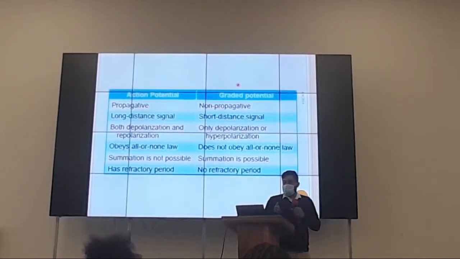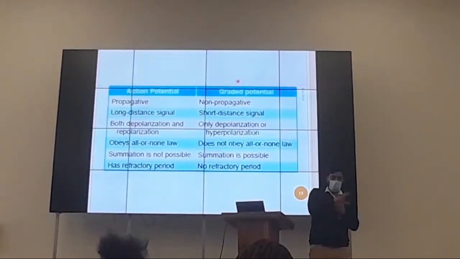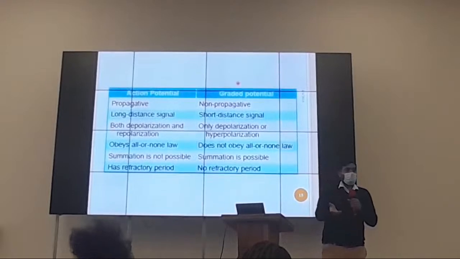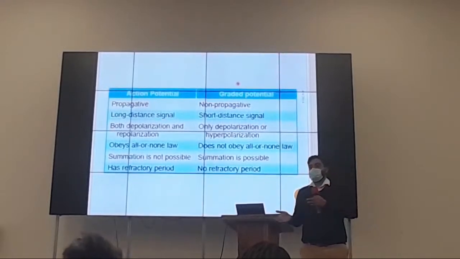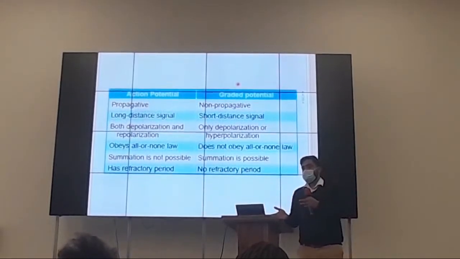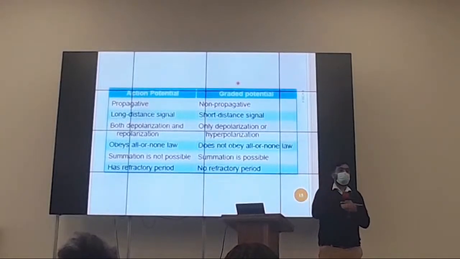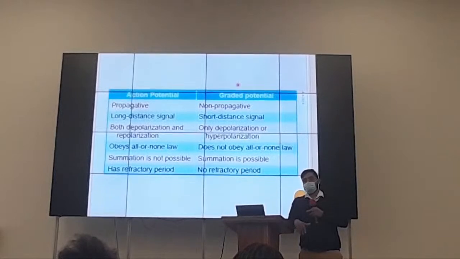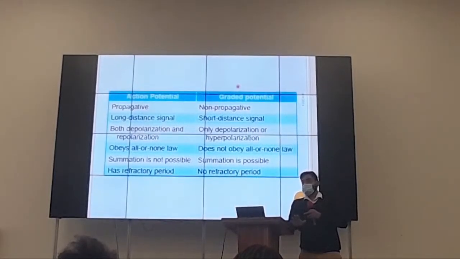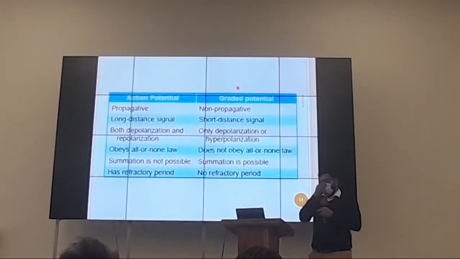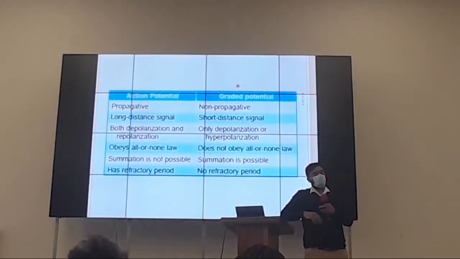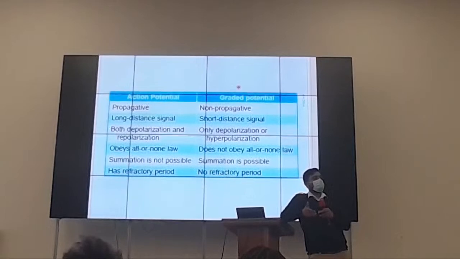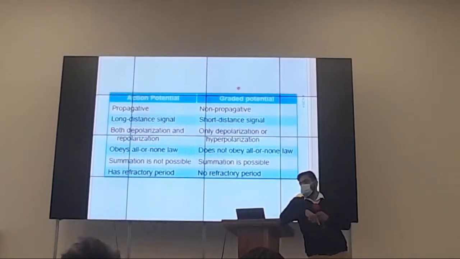It can be only a depolarizing signal, in a case where it's an EPSP, right? Or only a hyperpolarizing signal, right? Unlike an action potential, which will have both a depolarizing phase and a hyperpolarizing phase. Understood? And what will determine whether a graded potential is depolarizing or hyperpolarizing? What will determine that? The neurotransmitter, isn't it?